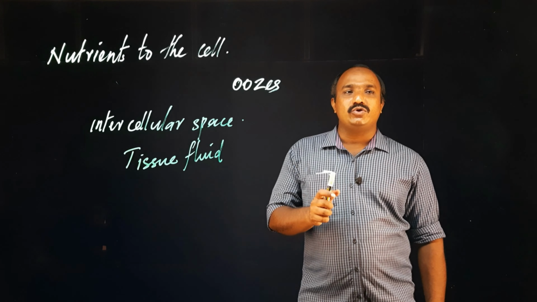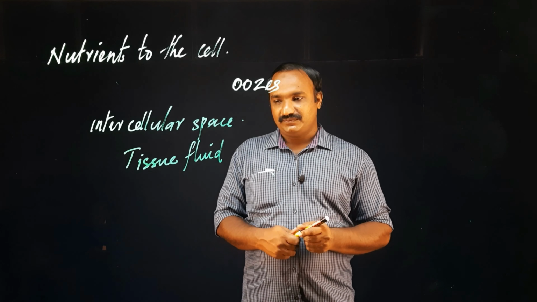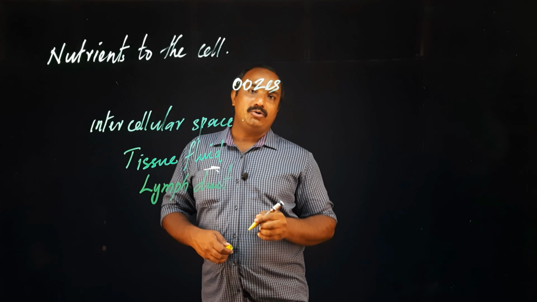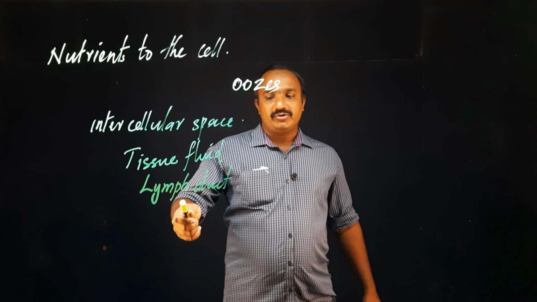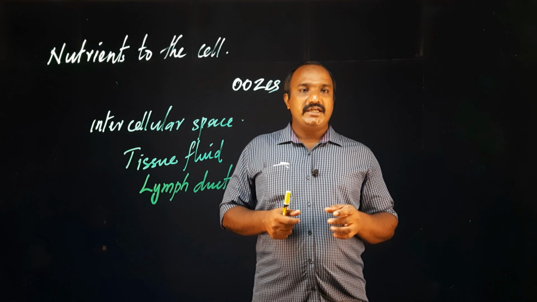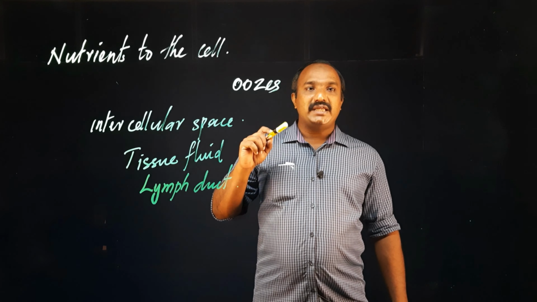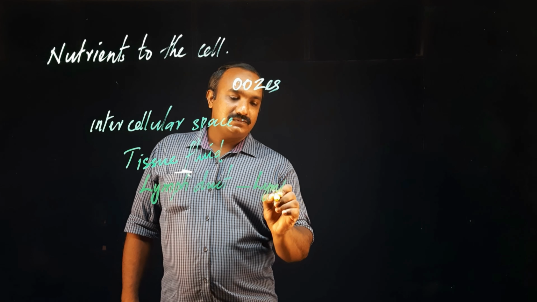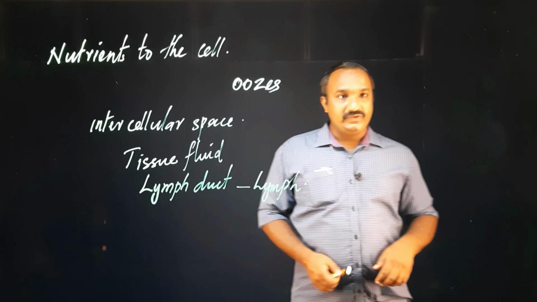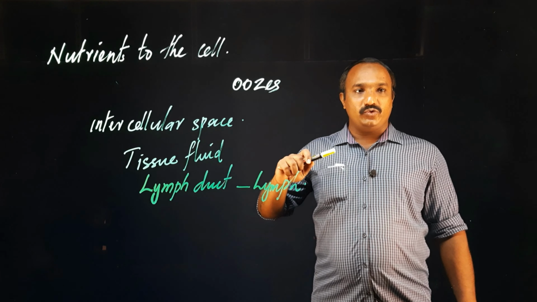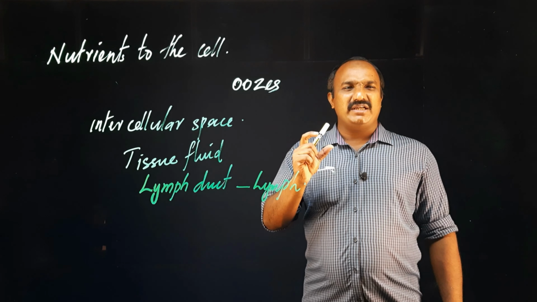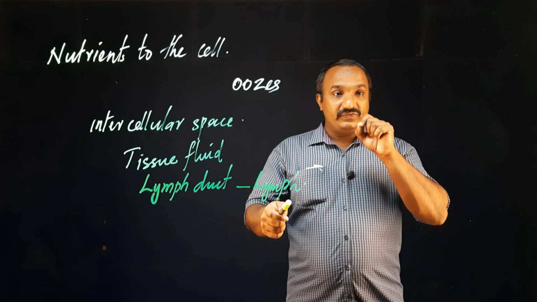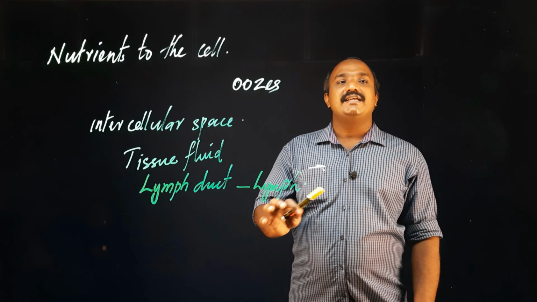But some part of the tissue fluid may enter into the lymph duct. Lymph duct means a pipe or vessel that is used to carry the lymph. The tissue fluid that has entered into the lymph duct is called lymph. So lymph is tissue fluid itself. When tissue fluid is absorbed back into the blood, some quantity of it may enter into the lymph duct, and that is called lymph.